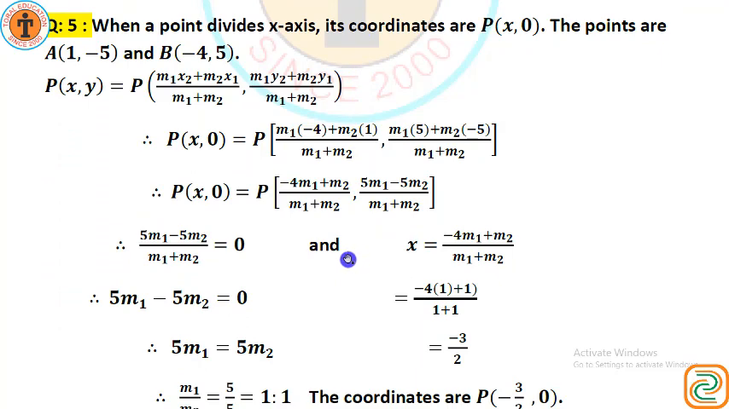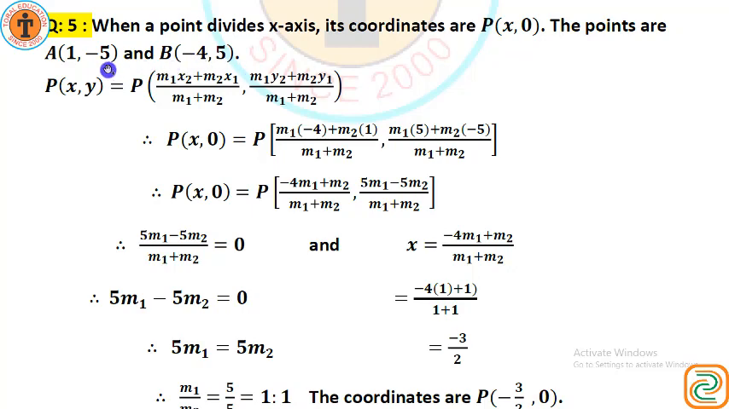Find the ratio in which the line segment joining A(1, -5) and B(-4, 5) is divided by the x-axis. Also find the coordinates of the point of division. First we have to find the ratio, and second the point of division. So point P(x, 0) are the coordinates of P, because it is divided by the x-axis.